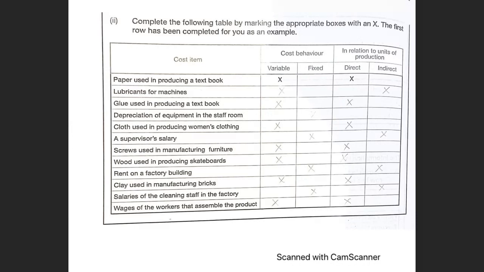Okay, then also on the next page, you can take these down. This is also just putting the costs into the relevant categories of either being variable or fixed in nature, and then direct or indirect in nature. So I'll give you a minute for this as well.